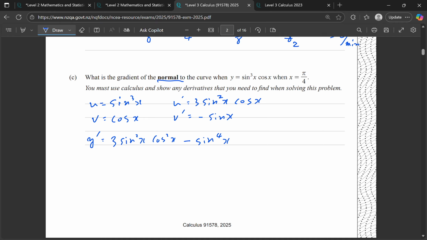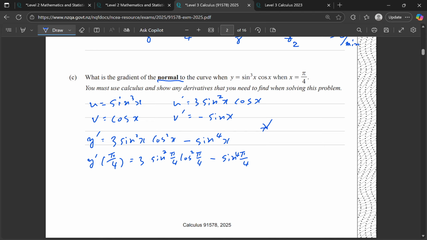Now, the gradient of the tangent when x is pi over 4. So we plug pi over 4 into this: 3 sine squared pi over 4 cosine squared pi over 4 minus sine pi over 4 to the power of 4.